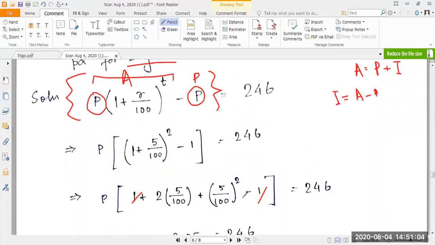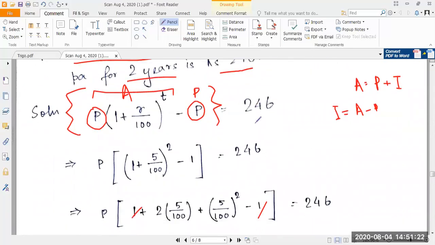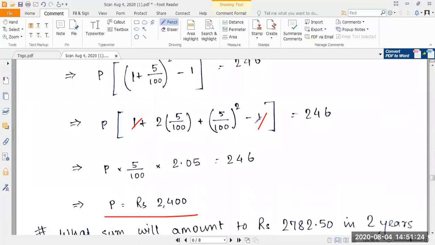So this sum essentially says that if I invest 2,400 at a compound interest rate of 5% per year, running for 2 years, I'll get a compound interest, only the interest part, of rupees 246. So that's the first sum.